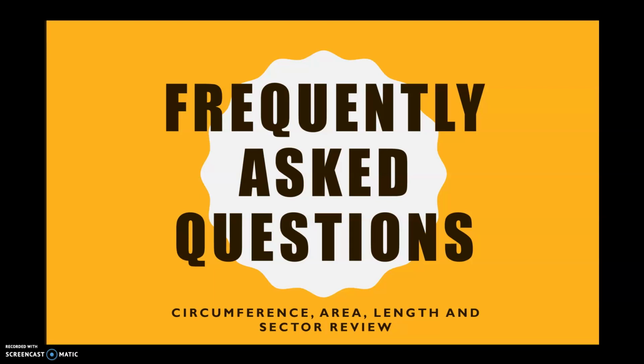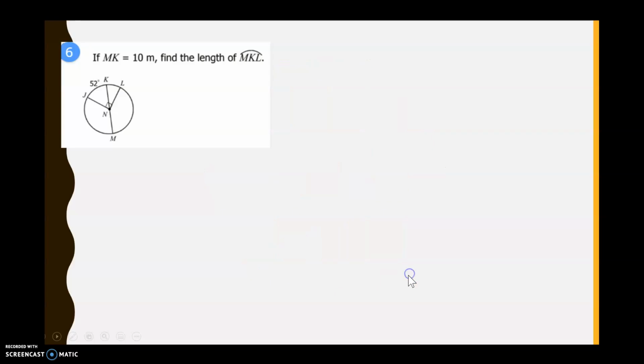Hey guys, two common questions on last night's homework for your circumference, area, length, and sector review. The first one is number 6. It's asking you to find the length of arc MKL. So I'm going from M to K to L, which means I need to know the entire measure of this arc.